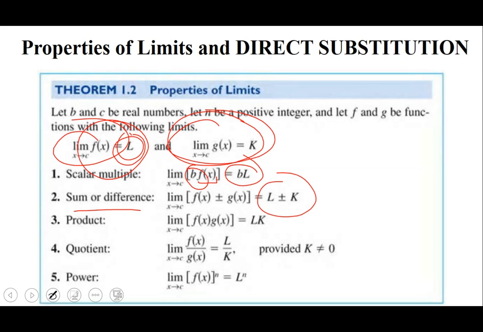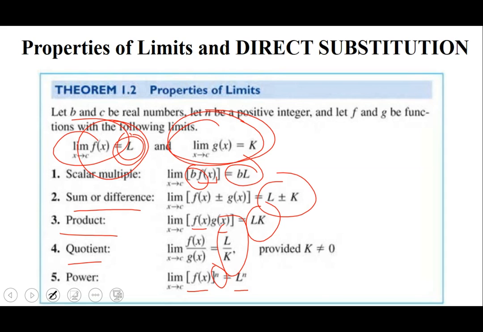If you're being asked to find the limit of a product, f and g, if you know the limit of f and if you know the limit of g, you can simply multiply those limits. Quotient, if you're being asked to find the quotient of f and g, you can simply divide those limits. And if you're being asked to find the limit of some function raised to a power, you can just take whatever the limit is and raise it to that power. So again, these are kind of common sense. The problems tonight are very, very straightforward.